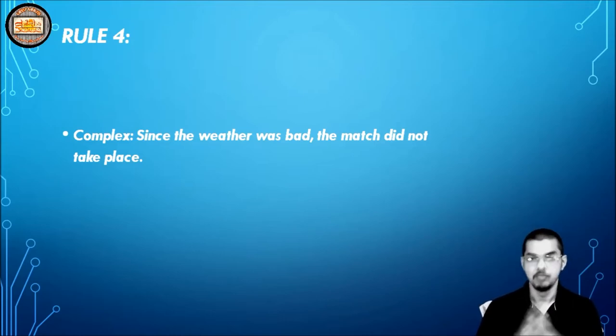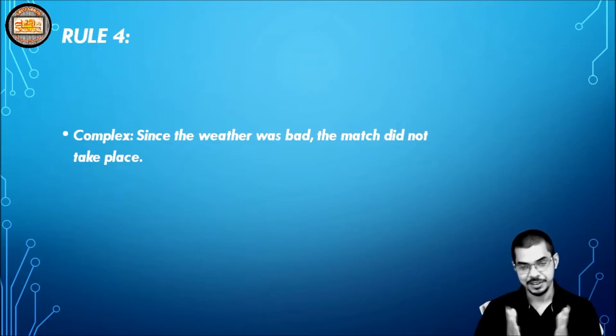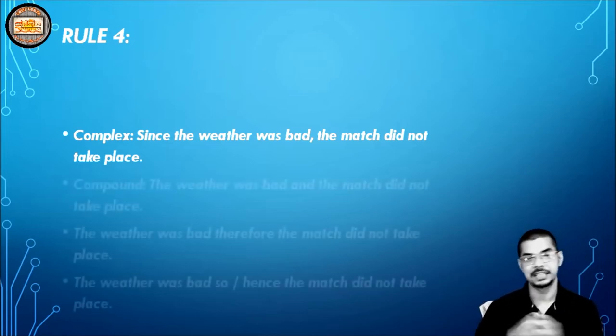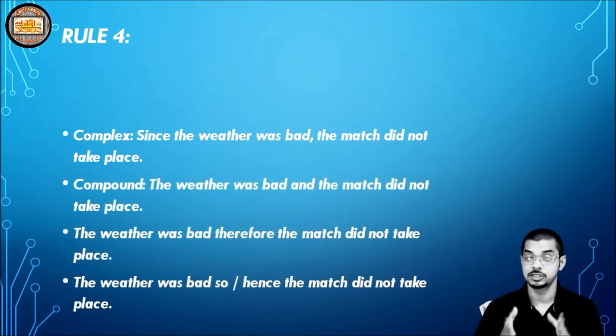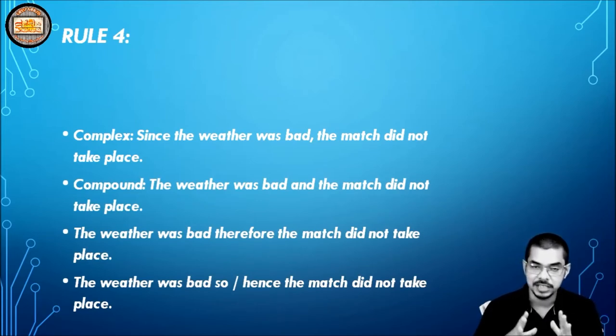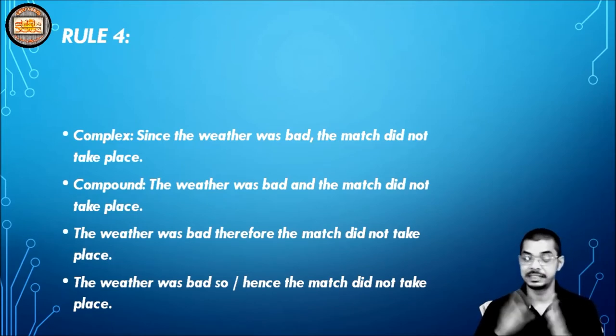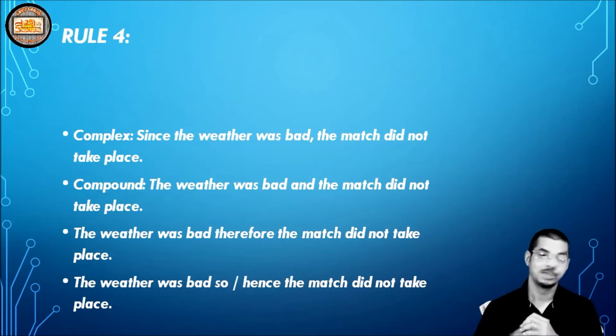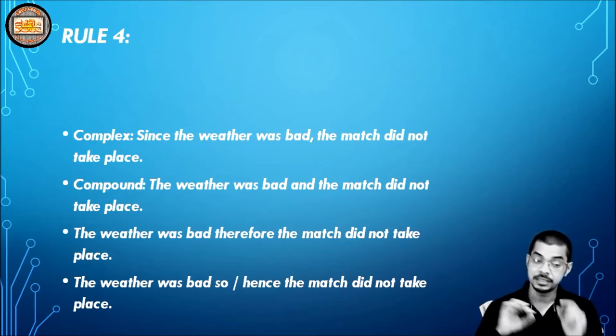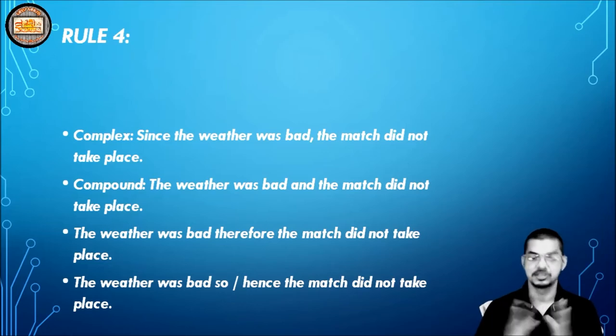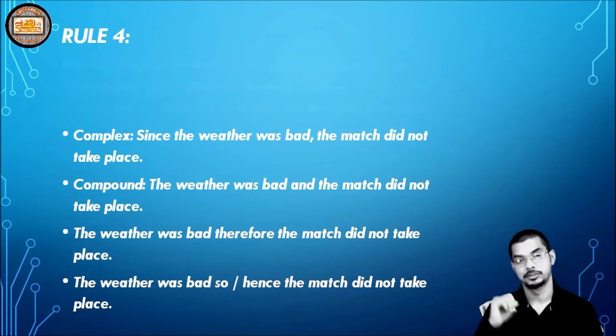How many of you have answered it properly? I know most of my students here in Shiksha Mantra will answer very properly because this is not such a tough sentence. Why am I saying that it's very easy? Because it has so many options to produce a compound sentence. The weather was bad and the match did not take place. So we have used and. There's also: the weather was bad, therefore the match did not take place. So you may use therefore. And: the weather was bad, so or hence the match did not take place. So you have four options here.